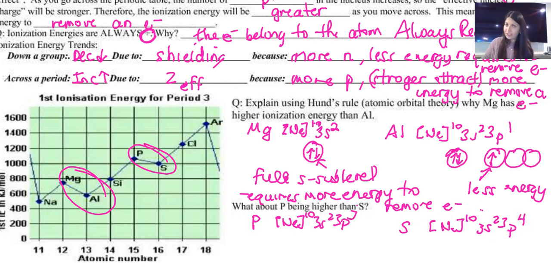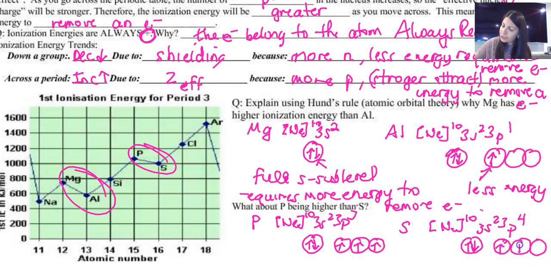Okay, so let's draw this out. So I have my S is filled here, and then my P, I've got 1, 2, 3, and then I'm going to fill my 3 electrons in there. For my S again, for sulfur, I have 1 up, 1 down. And then my P again, I've got 1, 2, 3, but then I have a 4th one there. So what this is saying is this 4th electron right here requires less energy to remove. So if it requires less energy to remove, why?